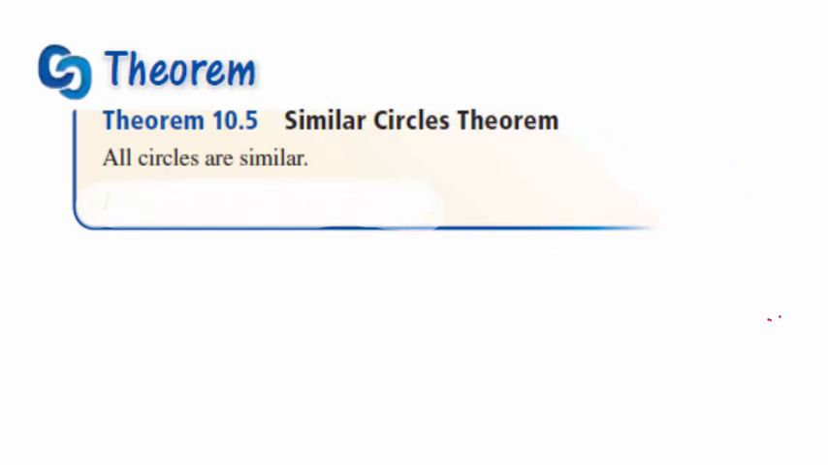Okay, so in the end, all circles are similar. They're not all congruent, but they are all similar.